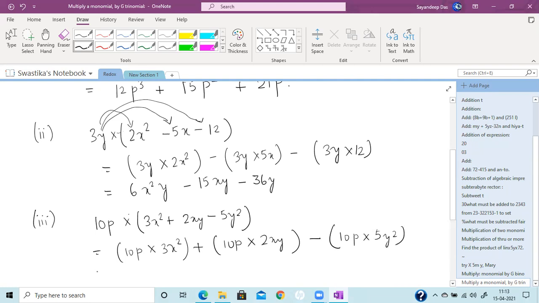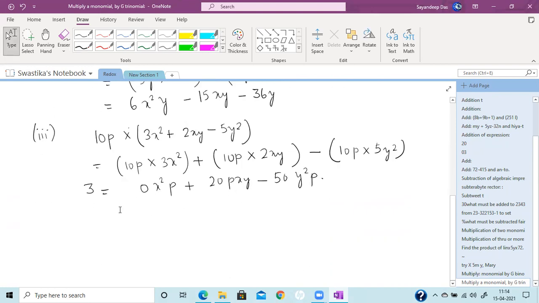So this will be equal to 10 3s are 30 x square p plus 20 pxy minus 50 y square p. So this is your expression, this is your answer.